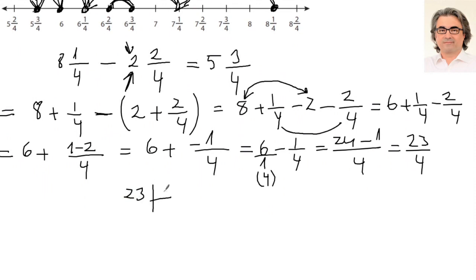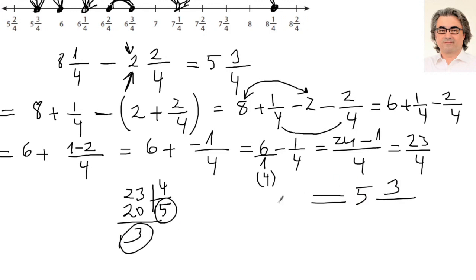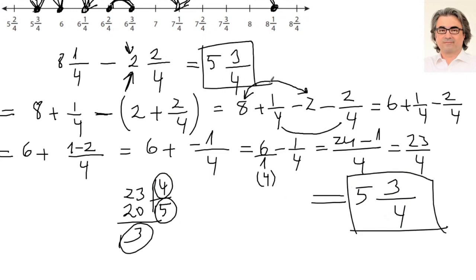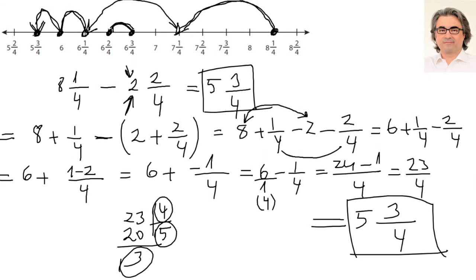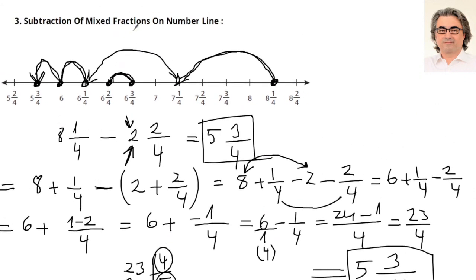23 over 4 is, in 23 we have 5 times 4. 5 times 4 is 20. The remainder is 3. It means the result I am writing here: 5 is the whole number. What is the remainder? The remainder is 3 and the divisor is 4 again. As you see, we reached the same result by using the algebraic method. Okay, did you understand? Now this is the subtraction of mixed fractions on the number line. Now let's continue.